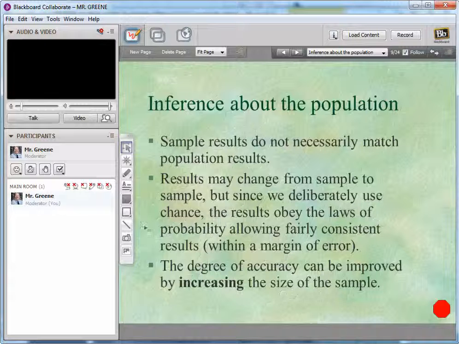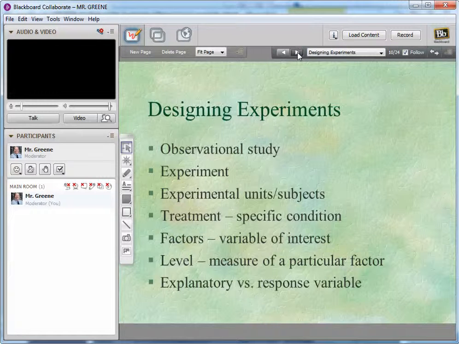Results can change from sample to sample, but since we deliberately use randomness, the results tend to obey the probability laws, which allow for fairly consistent results, with a little bit of fudge factor in there, a little bit of margin of error. Okay? The degree of accuracy can be increased by increasing the size of the sample. Obviously, bigger sample, longer time. Smaller sample, shorter time. So, depending upon how quickly you need the results, you might increase the size of the sample and get better results from doing that. Better in the sense of more accurate.